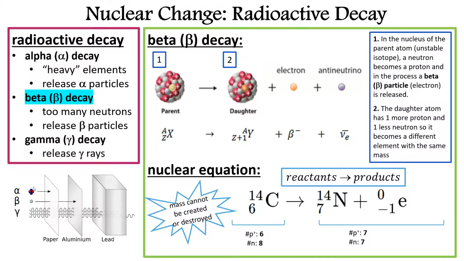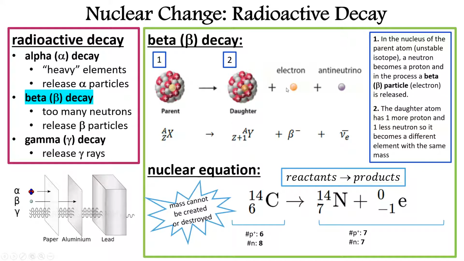All right, moving on to beta decay. For beta decay, you actually have a neutron turning into a proton, which I know that sounds probably pretty whack, but that is what happens. So you have your unstable isotope, the neutron turns into a proton, and in the process of that, you have an electron and an antineutrino released.